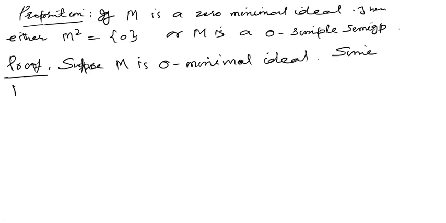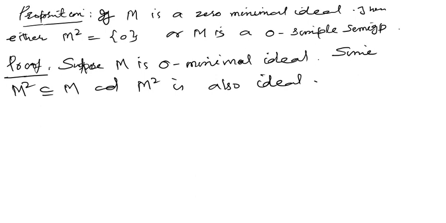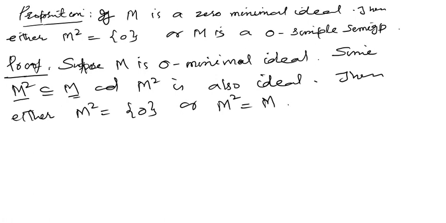Since this M square is a subset of M, and M square is also an ideal, but this M is minimal among all the non-zero ideals. So that means this M square या तो ये zero के बराबर होगा, because M is minimal non-zero. Okay? अब अगर ये zero के बराबर नहीं होगा, अब चूंकि ये minimal है non-zero और ये भी non-zero, then M square must be equal to M. So then either M square equals zero or M square equals M. So if M square is zero, then we are done.